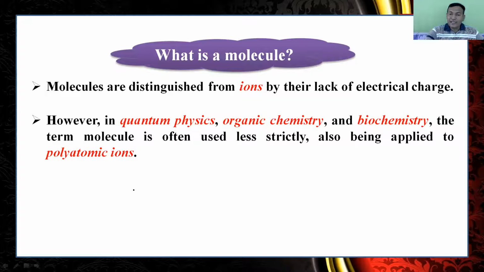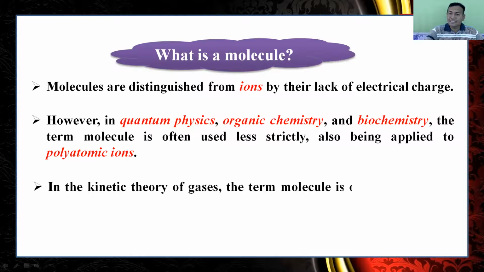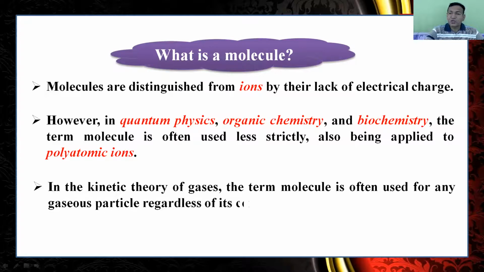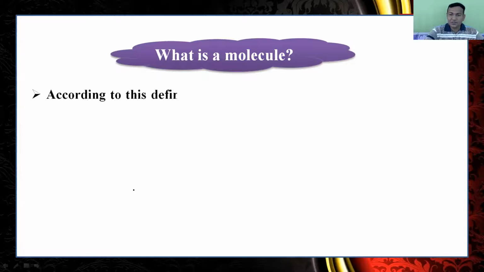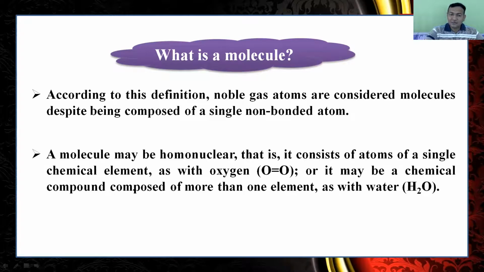It is distinguished from ions by its lack of electrical charge, that is one thing. In quantum physics, organic chemistry and biochemistry, the term molecule is often used less strictly, also being applied to polyatomic ions. And in the kinetic theory of gases, the term molecule is often used for any gaseous particle, regardless of its composition. Okay. So, according to these definitions, noble gas atoms are considered molecules despite being composed of a single non-bonded atom.